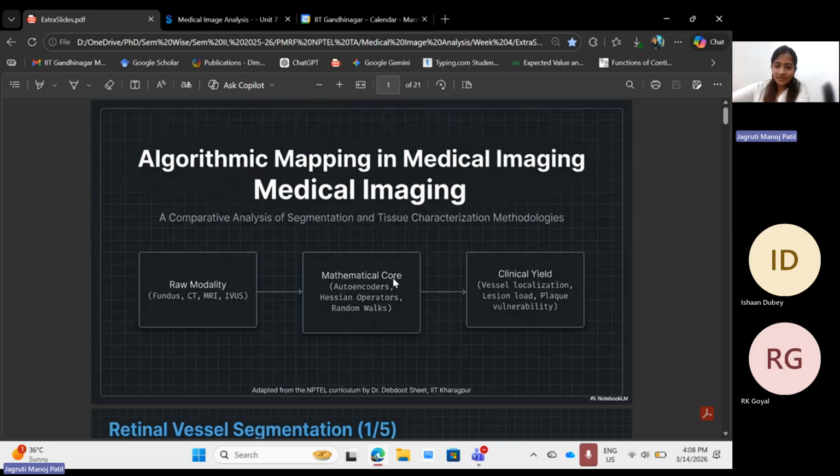I'm Jagriti. I'm a PhD student at IIT Gandhinagar, and we have been doing this course by Professor Debtut Sheet from IIT Kharagpur, which is about medical imaging and the basics of medical imaging, algorithmic level. So we started off from medical modalities, then we went into a few basic image processing based algorithms, and then last week we saw segmentation and classification, and this week is all about the applications for it.